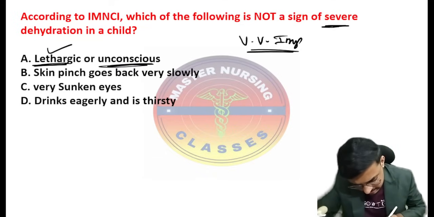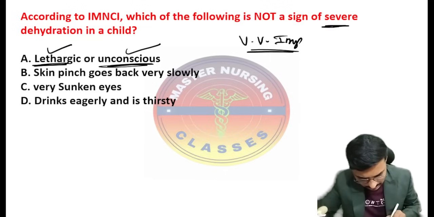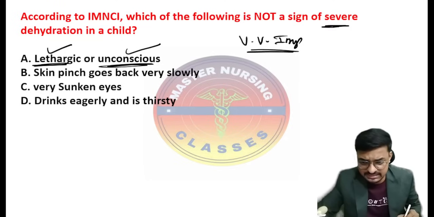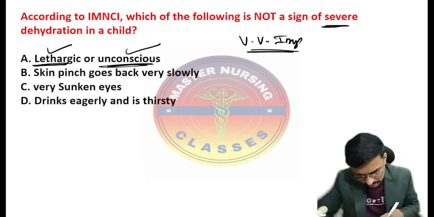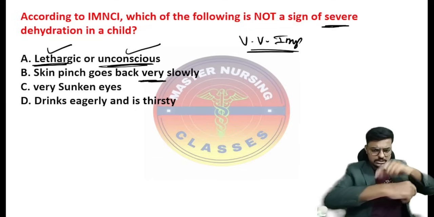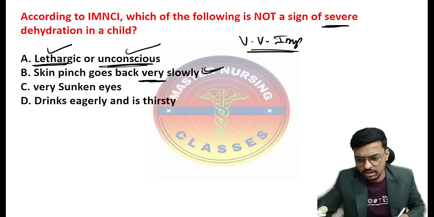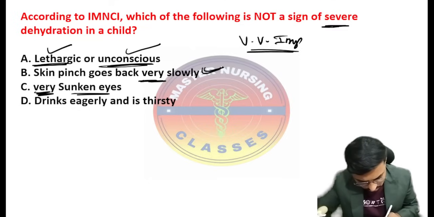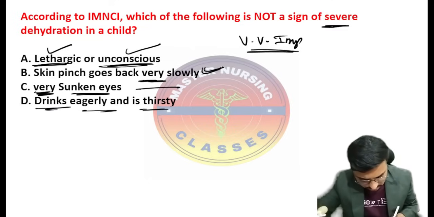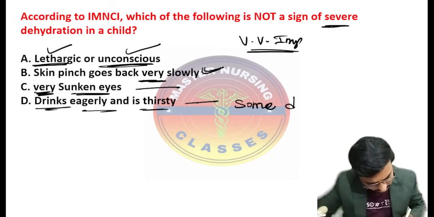Due to the lethargy and unconsciousness, the child will be unable to drink. Then option B, skin pinch goes back very slowly. When we pinch the skin and it goes back very slowly, this is also a sign of severe dehydration. Option C, very sunken eyes, also a sign of severe dehydration. Drinks eagerly and thirsty is a sign of some dehydration.